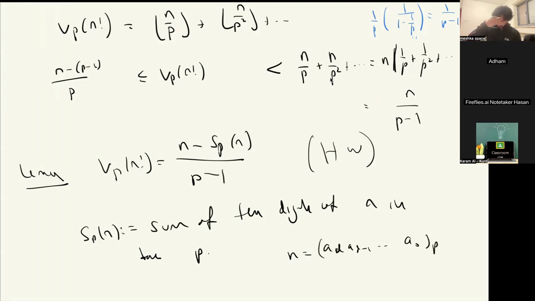And how do I take the floor? What is n over p, floored? It's going to be exactly the number where I delete the last digit, right? And then n over p squared, floored, means I delete the last two digits. Does it make sense what I'm saying?